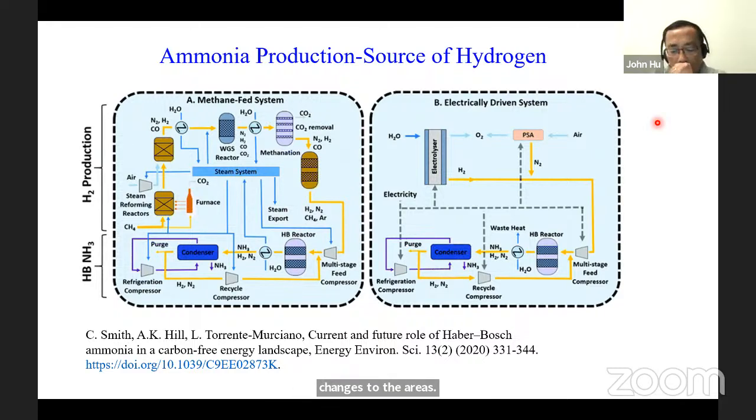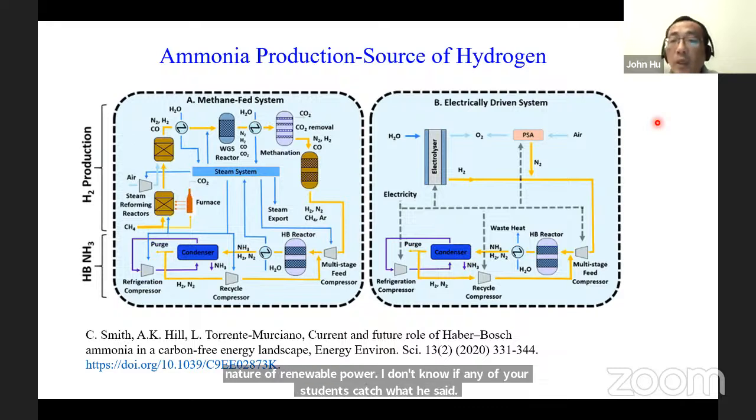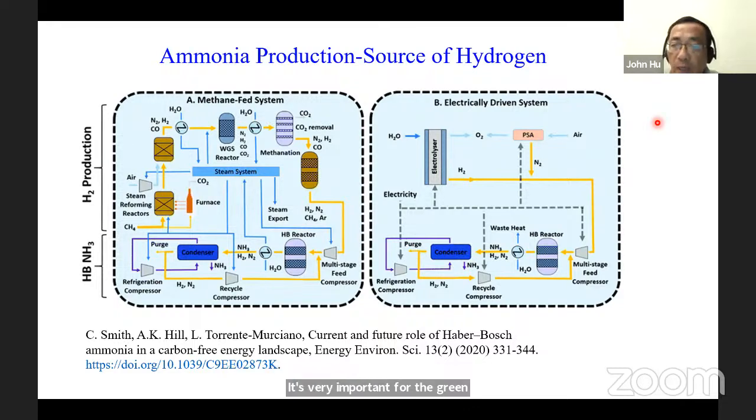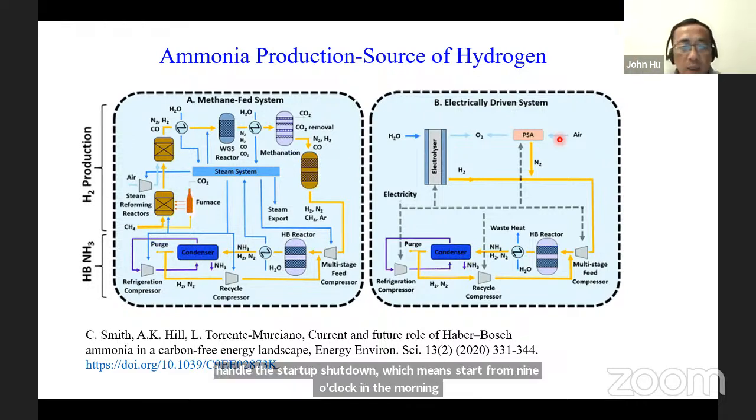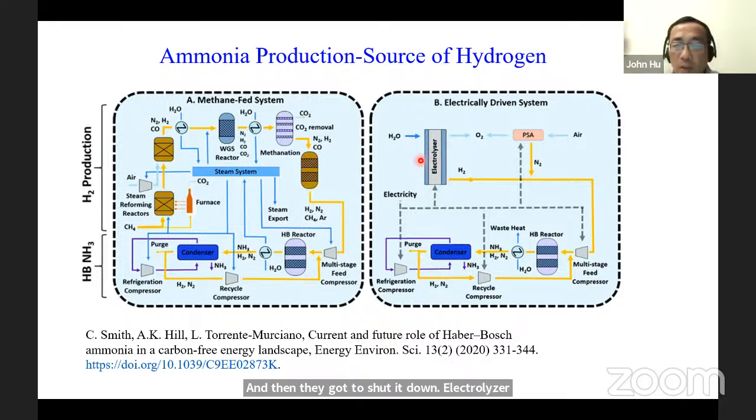Yeah. I think this morning, one of the professors mentioned the intermittent nature of renewable power. I don't know if any of the students caught what he said. It's very important for green ammonia or green hydrogen, because when you use green power, it fluctuates. It's not 24 hours, 7 days. None of the electrolyzers today can handle startup and shutdown, which means starting at 9 o'clock in the morning, running until 4 o'clock, and then shutting it down. Electrolyzers cannot do that, then start again the next morning.